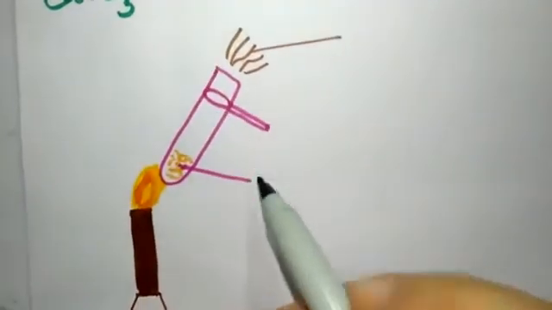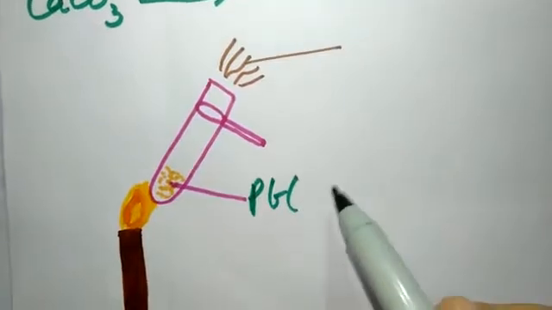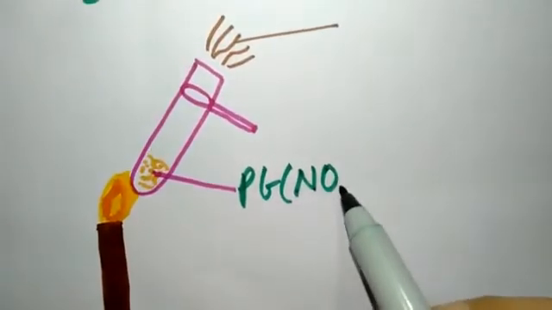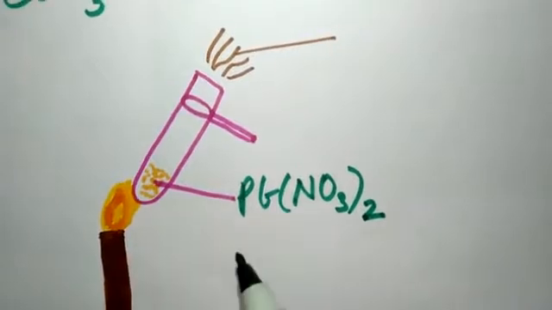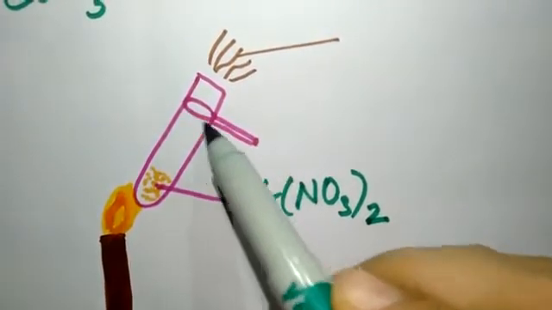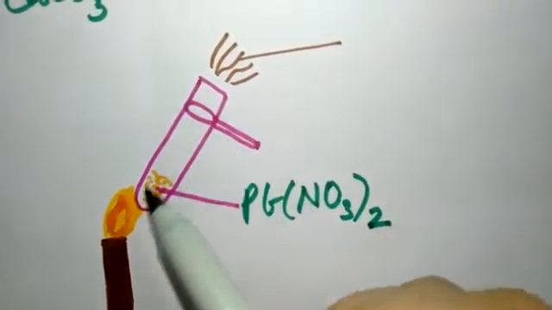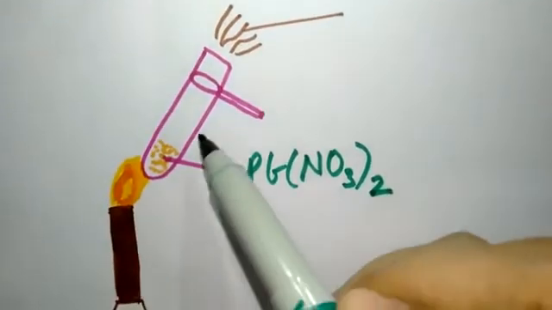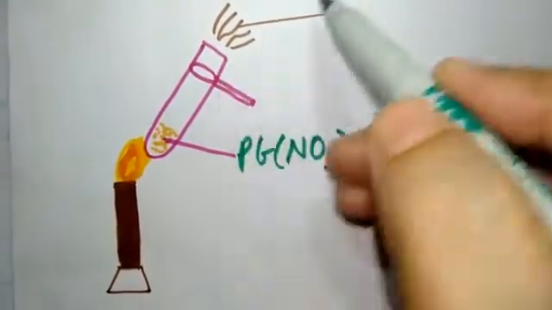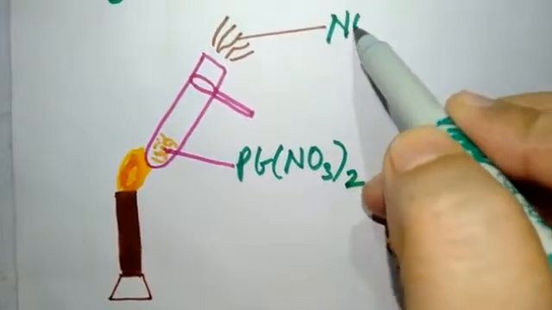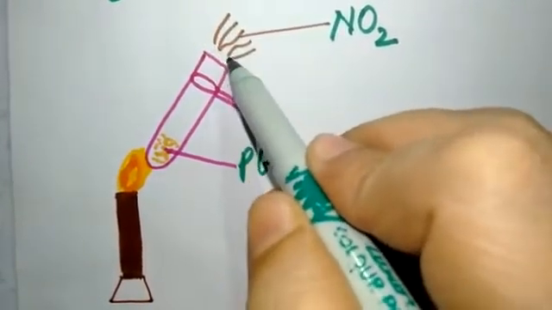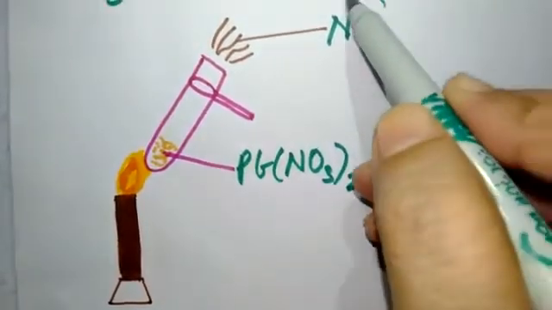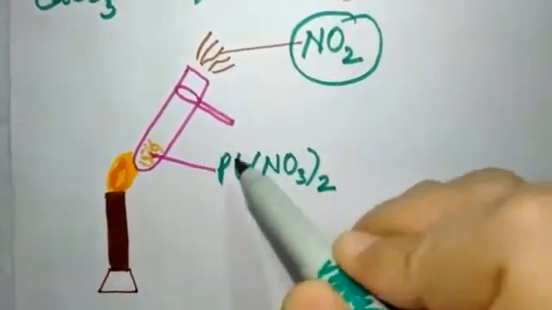Suppose I take lead nitrate powder, that is white in color. I take Pb(NO3)2, this white powder, in a test tube, and with a pair of tongs I hold this test tube and heat it on flame. A gas evolved is nitrogen dioxide, which has brown fumes. Nitrogen dioxide gas is evolved which has brown fumes.